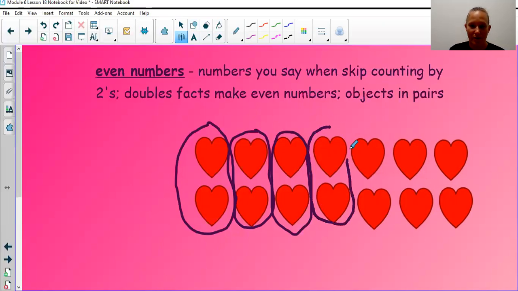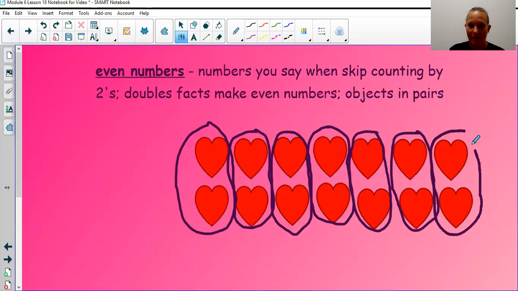So here's another pair of hearts. Here's another pair of hearts. Another pair of hearts. And another pair. So you can see I paired these objects up, and I don't have any hearts left over this time. Each heart has a partner to make a pair. When I pair objects up, I get an even number. So let's skip count by twos to see what my number is.